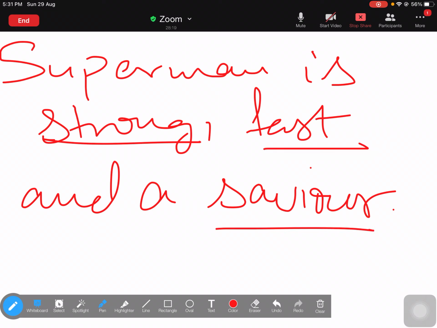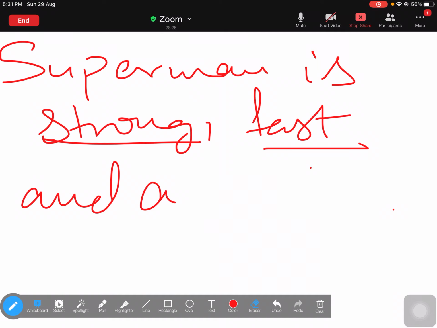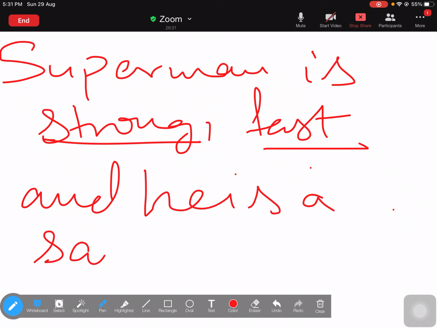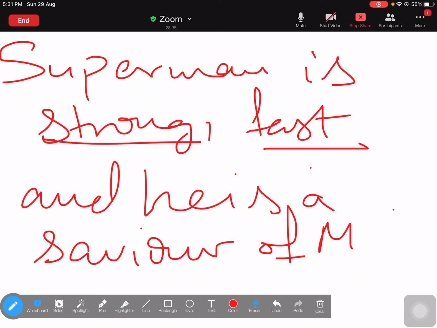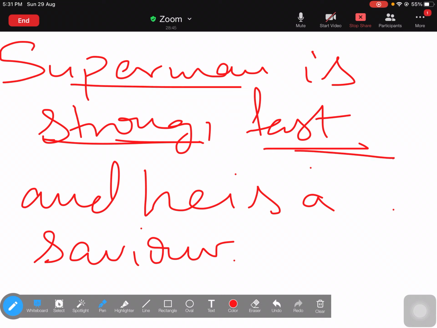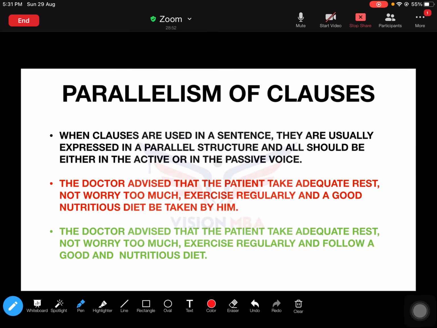But if I say Superman is strong, fast, and he is a savior of mankind or humanity, or just basically I say he is the savior, now this sentence is wrong. Why? Because Superman is strong and fast and he is a savior. It should be just "and savior". I have to follow the same pattern.